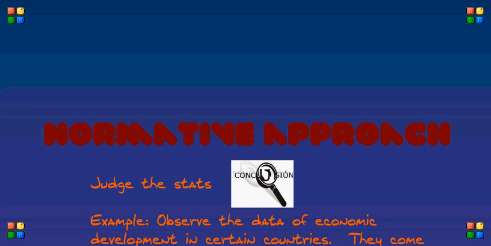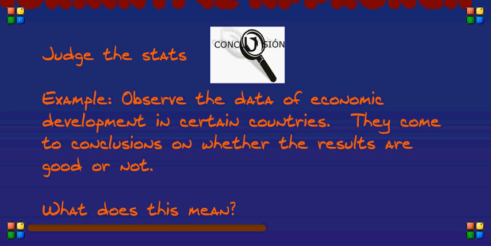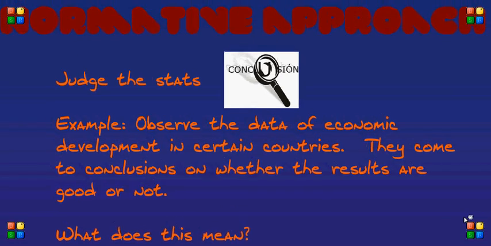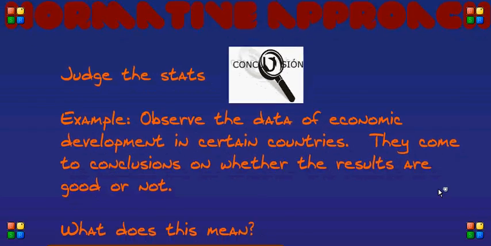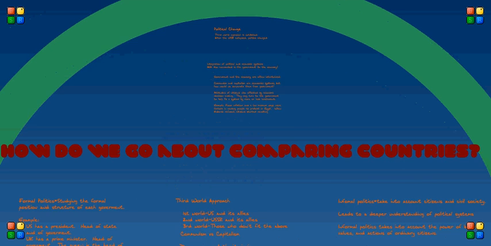And then the normative approach is basically like, let's go deeper into it. Let's judge the statistics. And this goes really deep, and they want to see if it bears well with the country or if it's a really bad sign for the country. How I remember this is that normative sounds like normal, and we're trying to find out what's normal or not. That's just one simple memory trick.